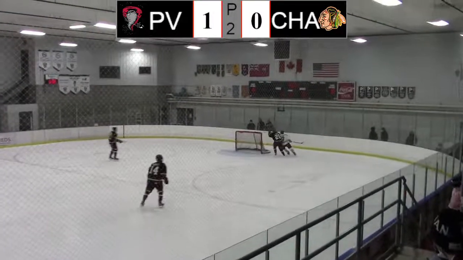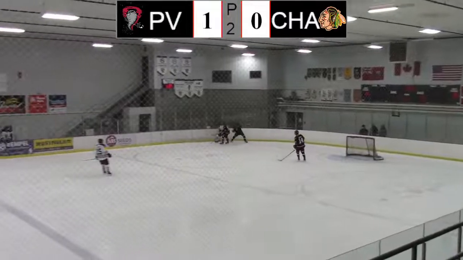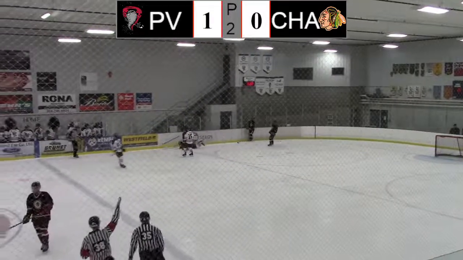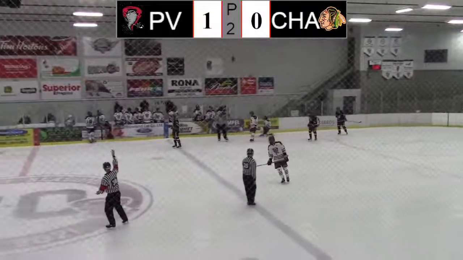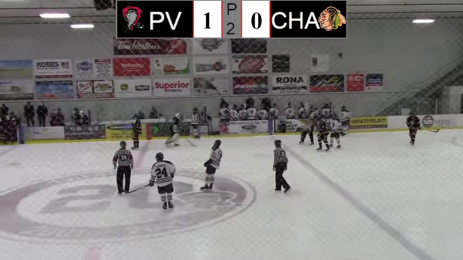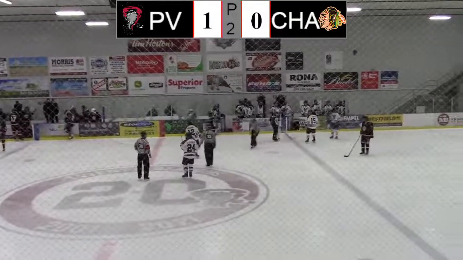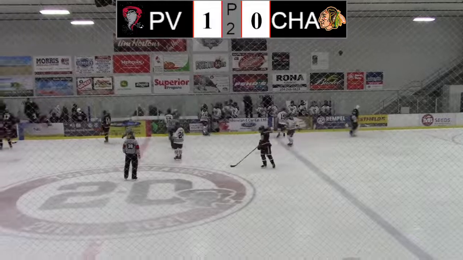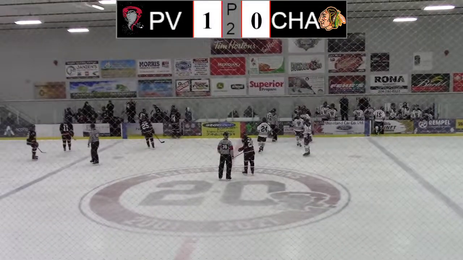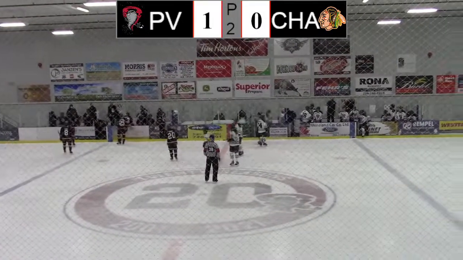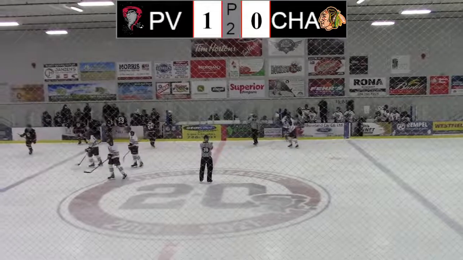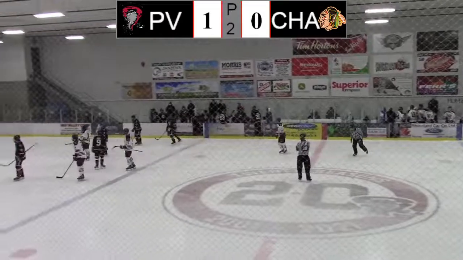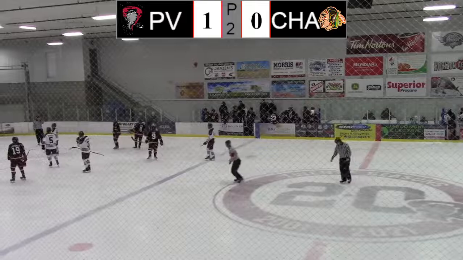And Keck is going to go try and touch it up. And that is it. And we wait for the official's call. And there's going to be interference against the Twisters. So that is their third penalty of the night. And that's going to send the Hawks power play for a third try. So far, they're 0 for 2.